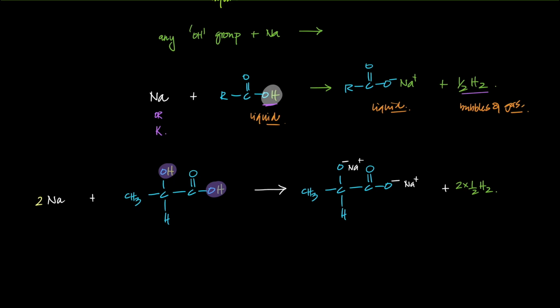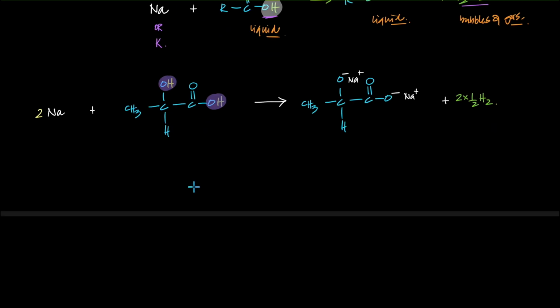Now, if you have a very large molecule, like say for example, I say, hey, how many Nas will need to react with this guy? So I make 1, 2, 3, 4, 5. I'll do that. 1, 2, 3, 4, 5. Now I'm making it skeletal because I can.